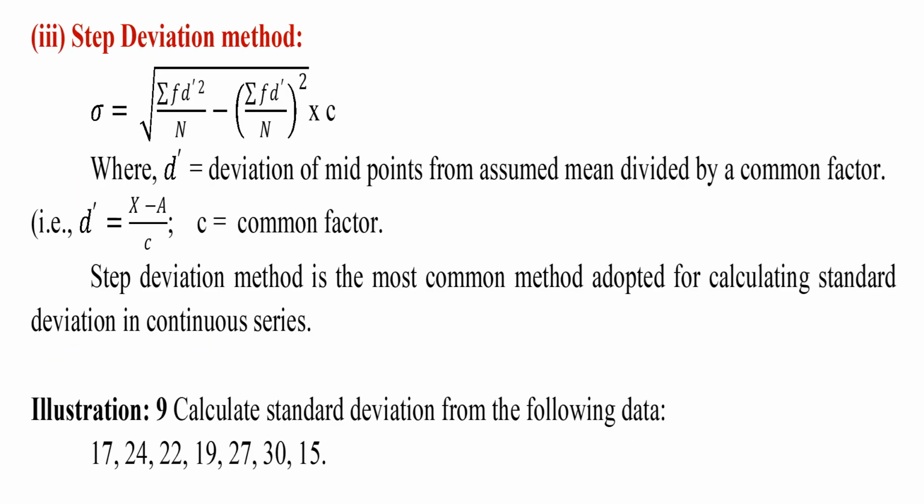3. Step deviation method. The formula is mentioned here. d' is deviation of midpoints from assumed mean divided by a common factor. c equals common factor. Step deviation method is the most common method adopted for calculating standard deviation in continuous series. Illustrations are subsequently given. The first illustration is related to individual observations.